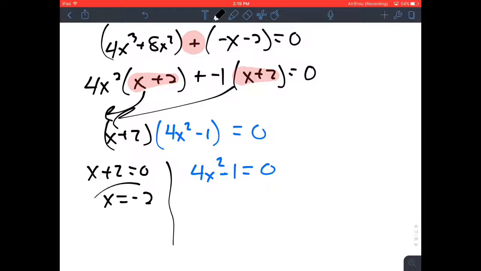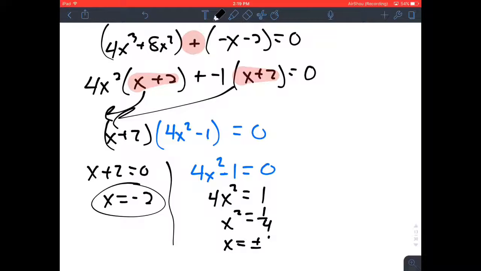So one answer is negative 2. If we solve this other equation by adding 1, dividing by 4, square rooting both sides, we get plus or minus 1/2. So there's three answers. Negative 1/2, negative 2, positive 1/2. Remember, when you take an even root of a radical, you get two answers, plus or minus.